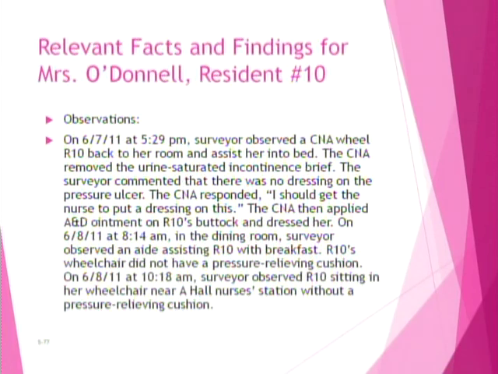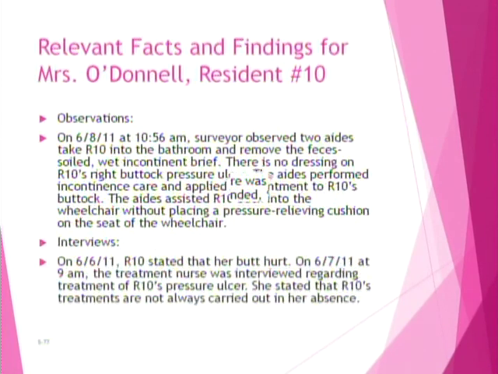We see the resident in the dining room, and we see the fact that she still doesn't have a cushion. Then we see her back at the nurses station. We see her then on 6/8/11, and we see her in the bathroom, and the two aides remove a feces-soiled, wet, incontinent brief. There's no dressing on the right buttock pressure ulcer. They do incontinence care. They apply the A&D ointment, and then she's assisted back to the wheelchair without any kind of pressure relieving cushion.